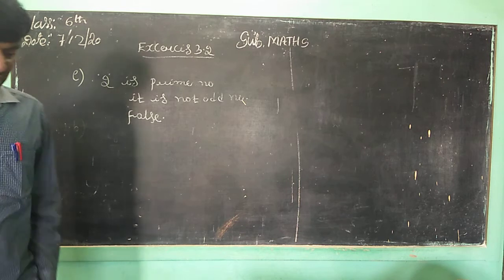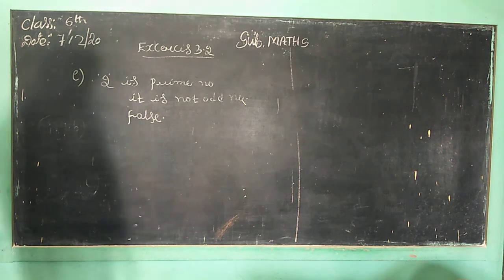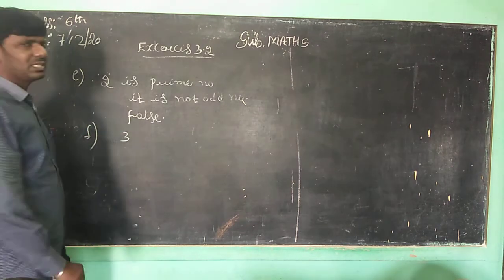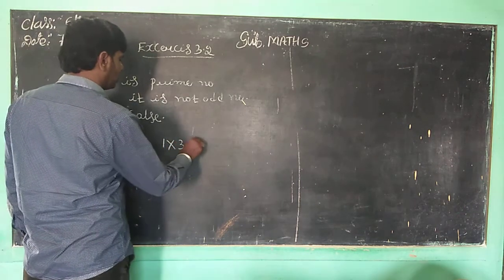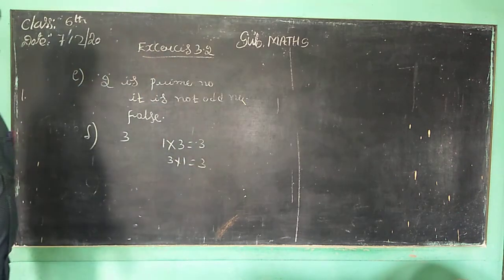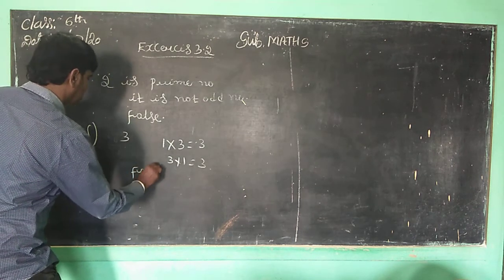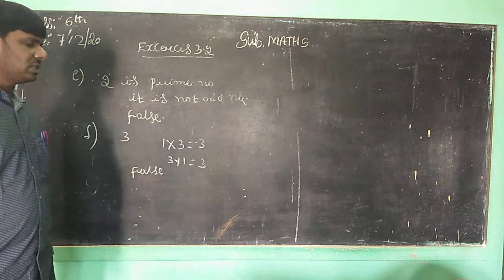Children, now we want to take the next question. Prime numbers do not have any factors. Suppose 3 is a prime number. Does it not have any factors? See children, 1 into 3 is equal to 3, and 3 into 1 is equal to 3. So it has factors. That's why this statement is also false, children.